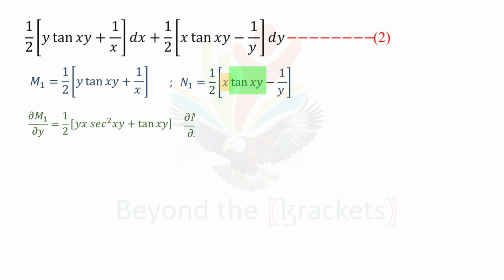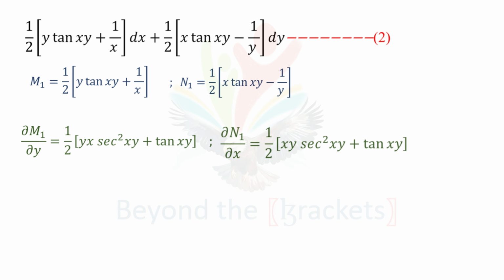Similarly, differentiating N1 partially with respect to x, 1 by 2 will be constant. Again, x and tan xy both are having x, so the uv rule will be applied. First function x will be written as it is. Differentiation of tan xy with respect to x will be y secant square xy, plus second function tan xy will be written as it is. Differentiation of x will be 1. Clearly, both the values are equal, so equation 2 is exact.